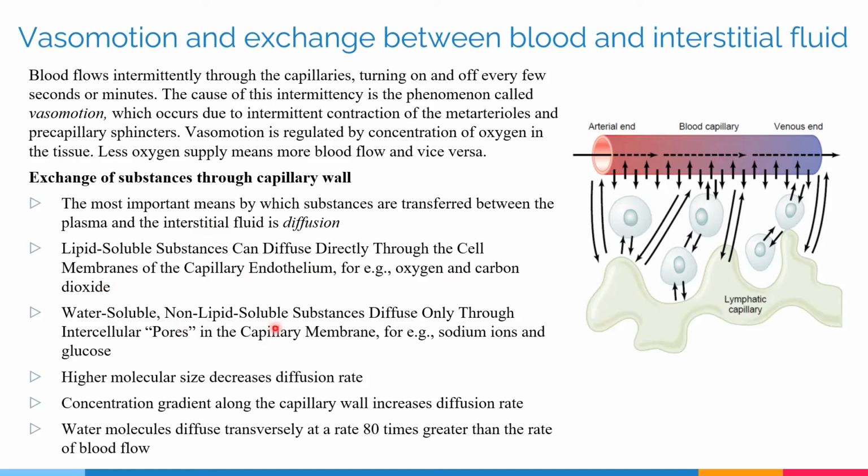Water-soluble, non-lipid-soluble substances diffuse only through the intercellular pores or clefts in the capillary membrane, for example, sodium ions and glucose. High molecular size decreases the diffusion rate because the molecules can hardly pass through the pore size of the intercellular clefts. The concentration gradient obviously will increase the rate of diffusion. And another point to note is that water molecules diffuse transversely.